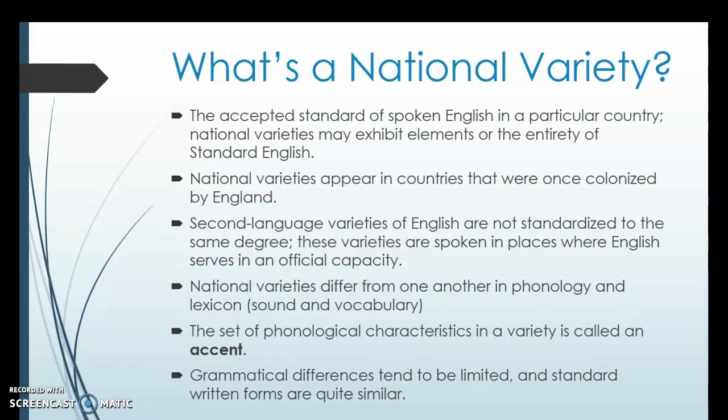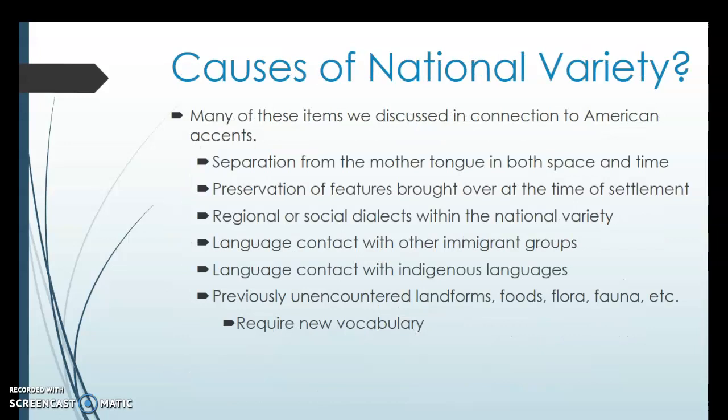So now what I want to do is look at the causes of national variety. Many of these causes we discussed in connection to American accents. So the same is kind of true here. National varieties usually emerge because the colonies were separated from the mother tongue in both space and time. The national varieties preserve features brought over at the time of settlement, but it doesn't include later developments in the native language. National varieties can themselves contain dialects.